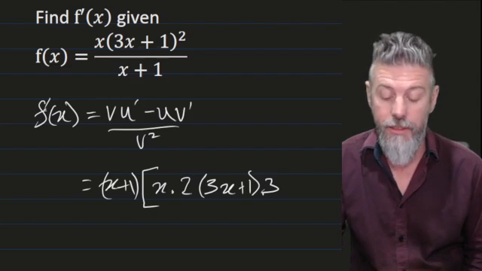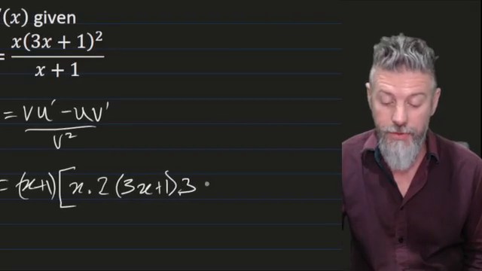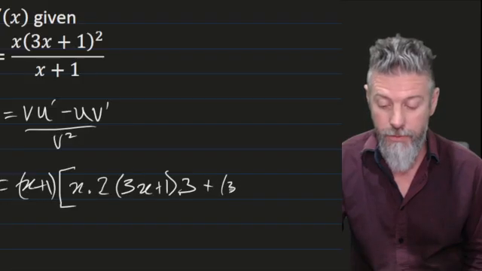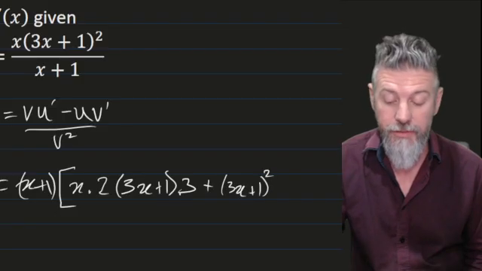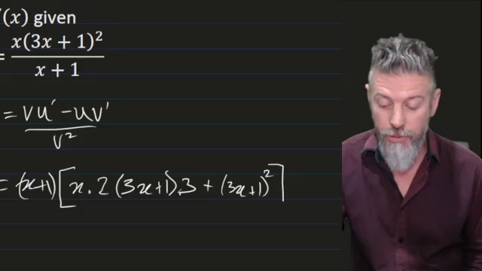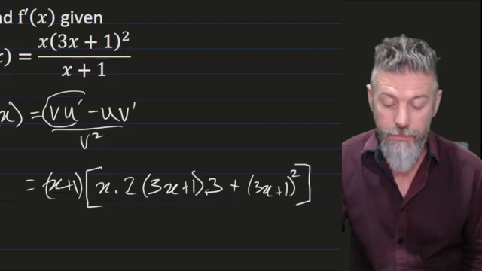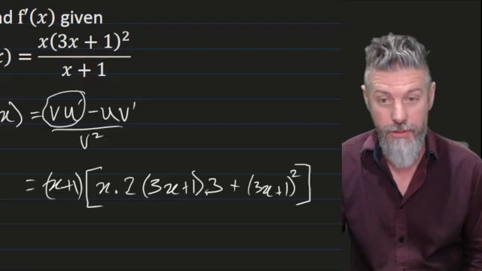Okay, so we've done u v dash. We're in our product rule still. So we say plus the second part, so (3x + 1) squared, times the derivative of the first one. Now that's just x, so it just becomes 1. And our product rule is ended, and we've done this first bit of this v u dash.